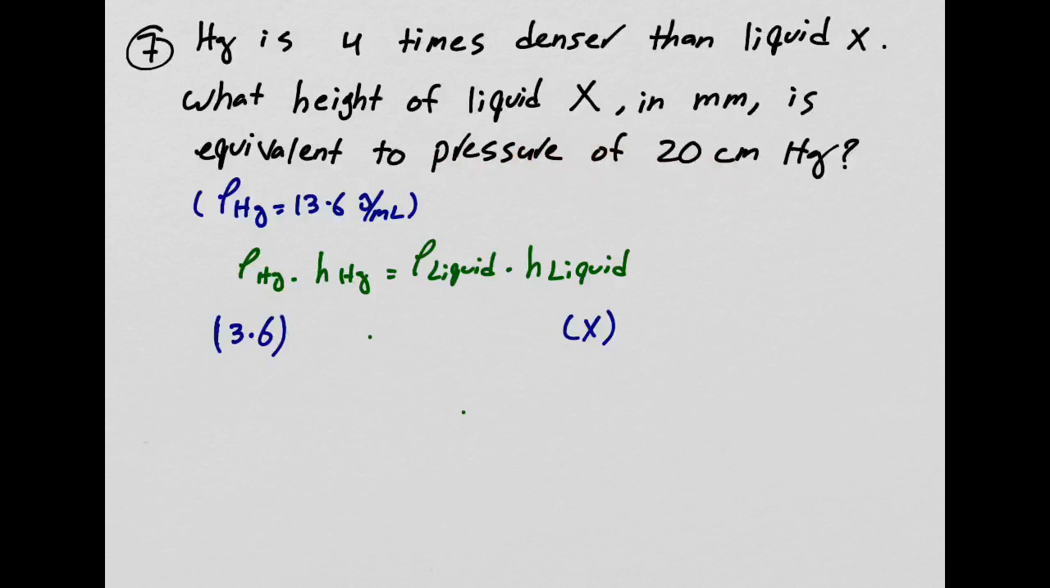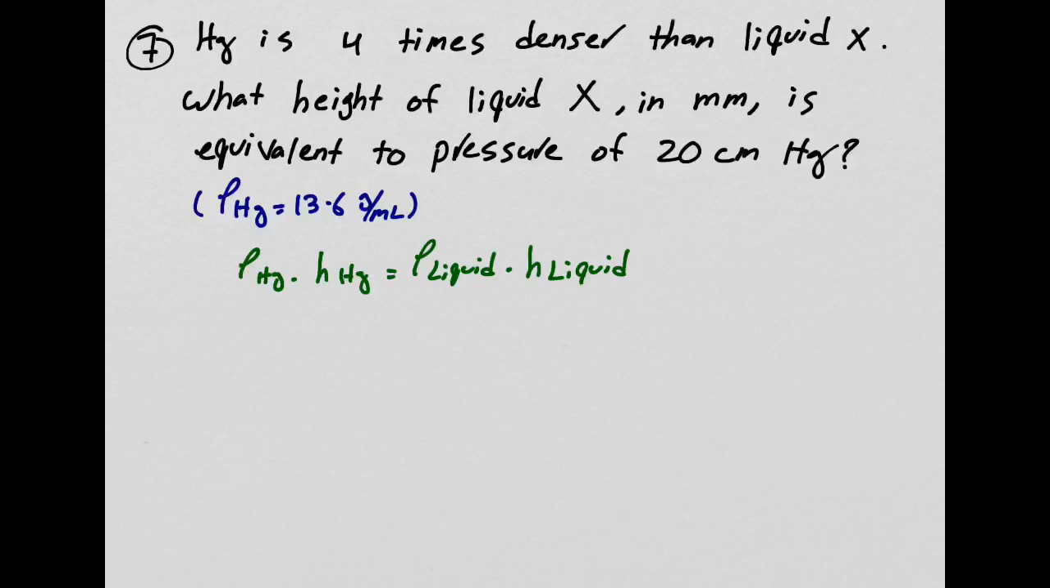Okay? And let's go over this one more time. So mercury is 4 times denser than liquid X. So I have a density of mercury, but it says that the density of the liquid is 4 times denser. So mercury is 4 times denser than a liquid X. What height of liquid X in millimeters is equivalent to pressure of 20 centimeter mercury? Let's go back again over this because I just confused myself. I'm actually going to erase this since I confused myself, which means I just confused you.